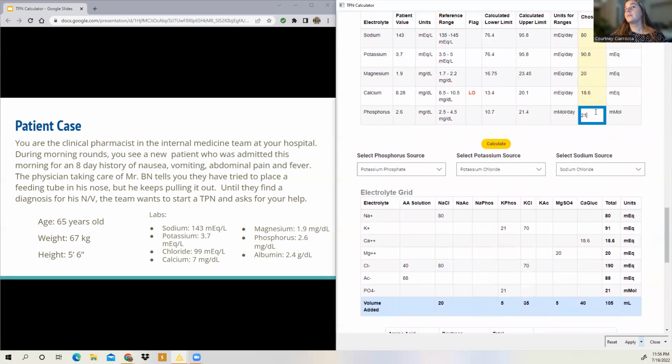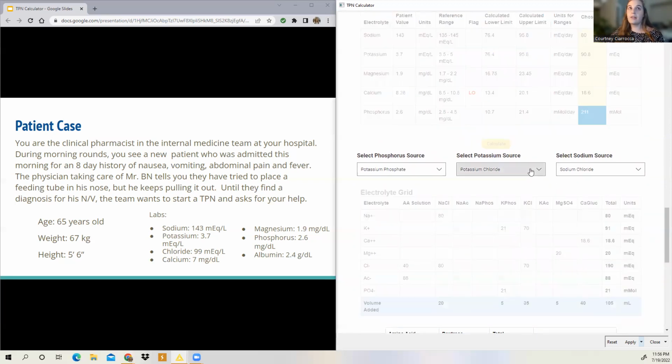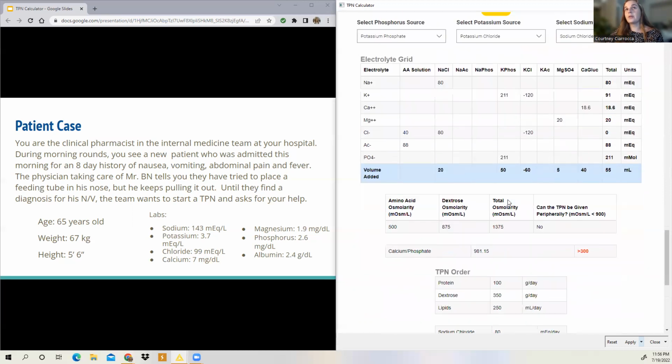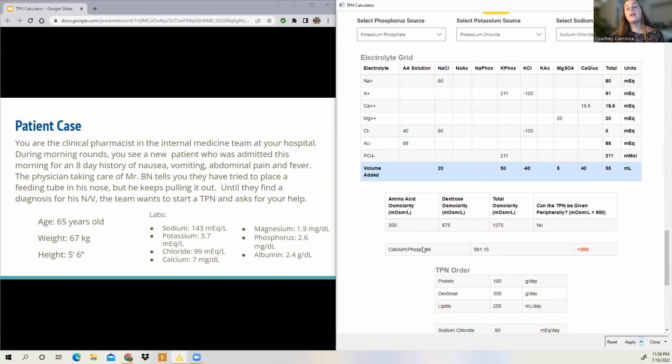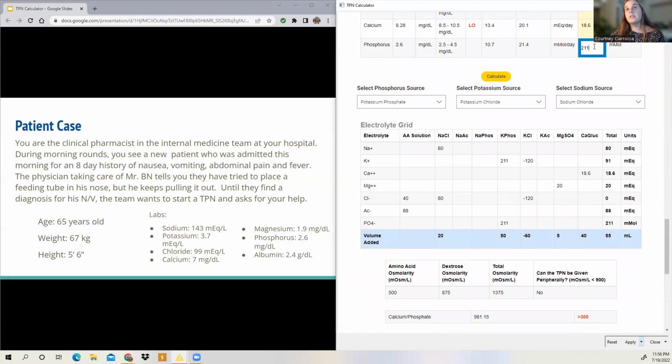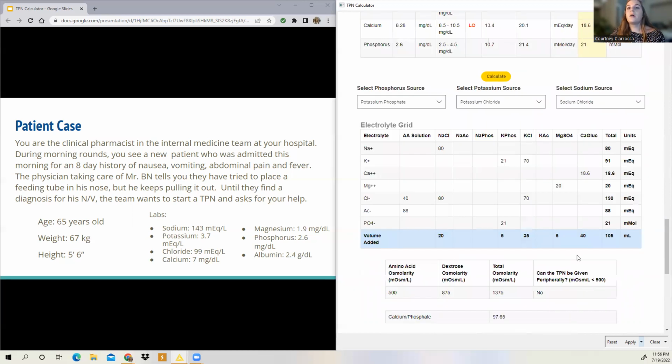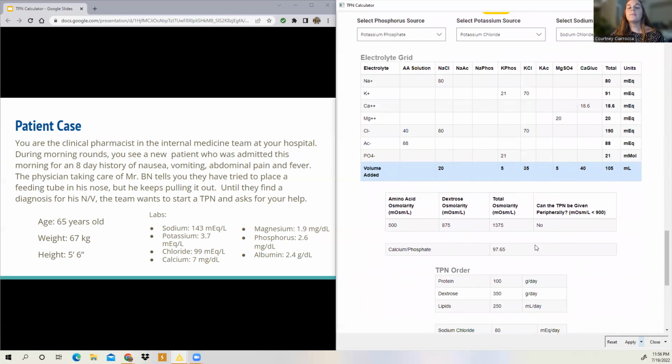But if I were to accidentally add a second one there and then calculate, my phosphorus would be very high, and the ratio would not look favorable for the calcium phosphate. And it would flag me here that I am above 300, and so I need to do something to fix that. So I'll go ahead and put it back to the 21 millimoles that it was at before, and then it just resolves itself back to where we want it.